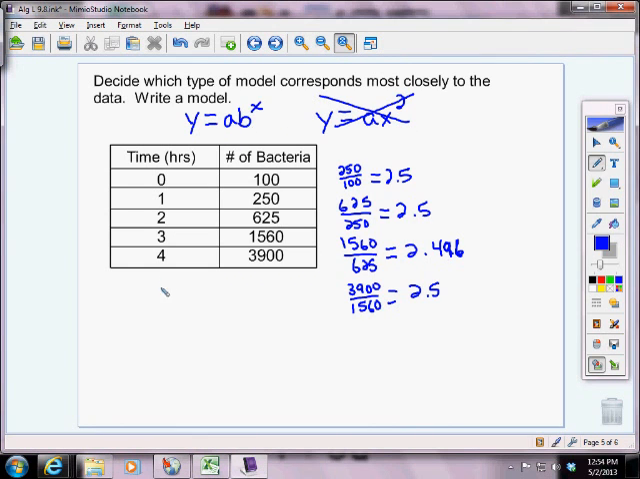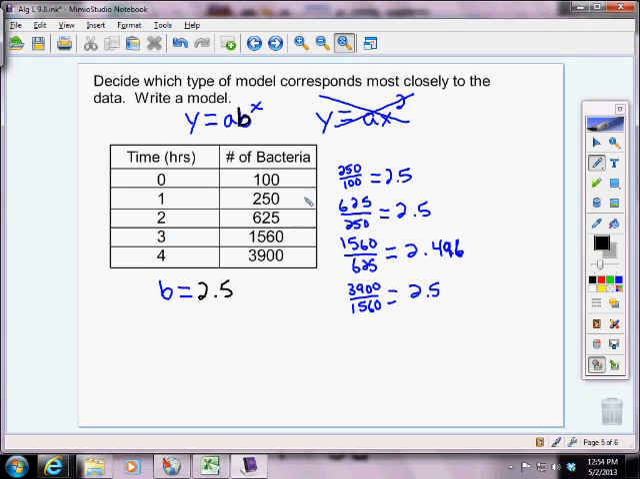It's an exponential function because this b here, this is important. This b represents either our growth or our decay rate. Our growth rate here is 2.5. We're multiplying by 2.5 every single time. So now all we have to do is figure out what a is.